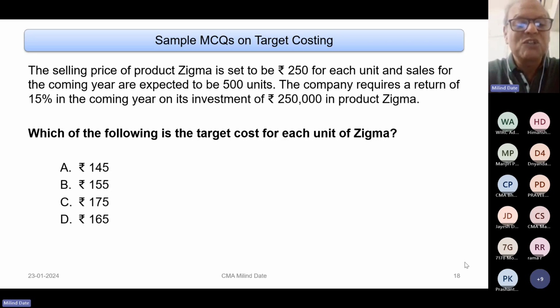Expected selling price is 250. So the target cost will be 250 minus 75, which is 175. Pretty straightforward and simple. So that was target costing, my friends.